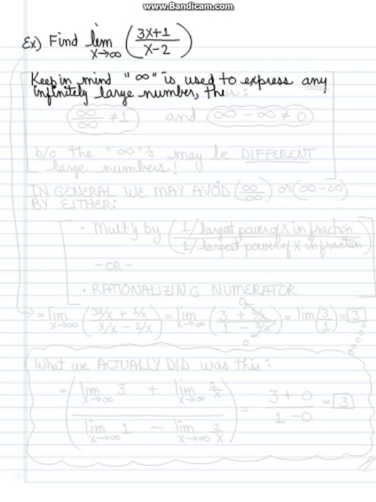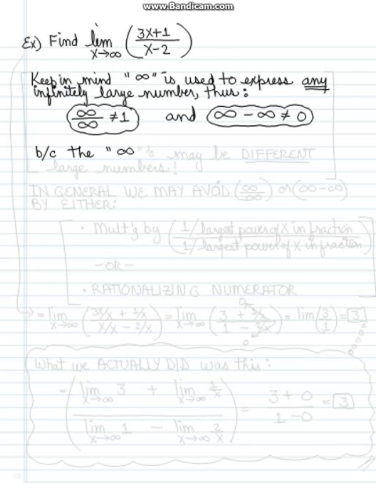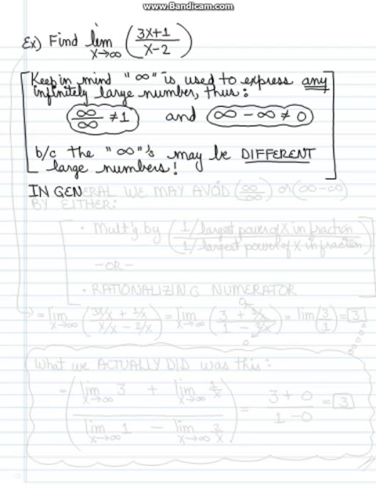Okay, so because it's a general idea instead of a precise value, you cannot say that infinity over infinity equals 1. It's not equal to 1. And you cannot say that infinity minus infinity is equal to 0. The reason you cannot say these is because the infinities in each of these cases might be different values, different very large values. So you can't say for sure that infinity over infinity is 1 or infinity minus infinity is 0. So we have to avoid that at all costs.